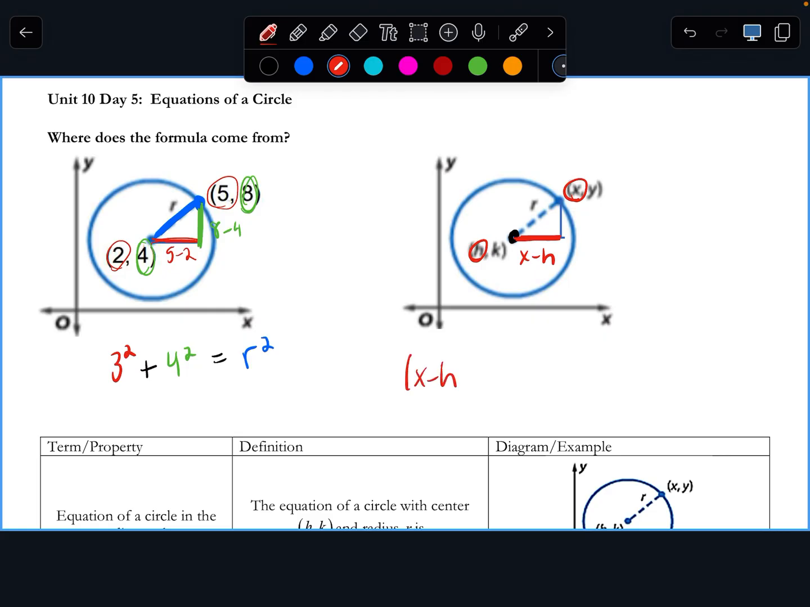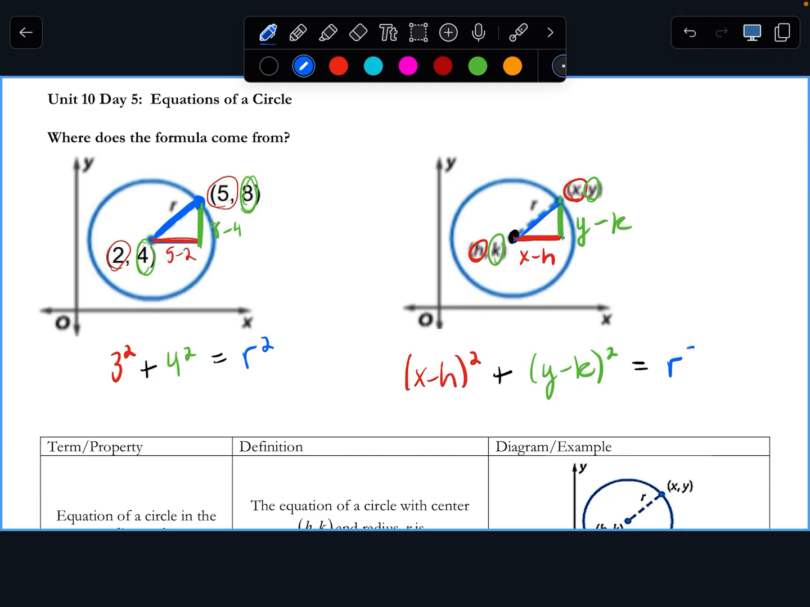So you're going to throw in x minus h, but it'll be squared, right? Because Pythagorean theorem. And then plus, and then the vertical is always going to be the difference of the y's, because y is up and down. So it's always going to be y minus, and then they like k for whatever reason. So we just kind of roll with it. I didn't make the rules, I promise. And then that'll equal your radius squared.